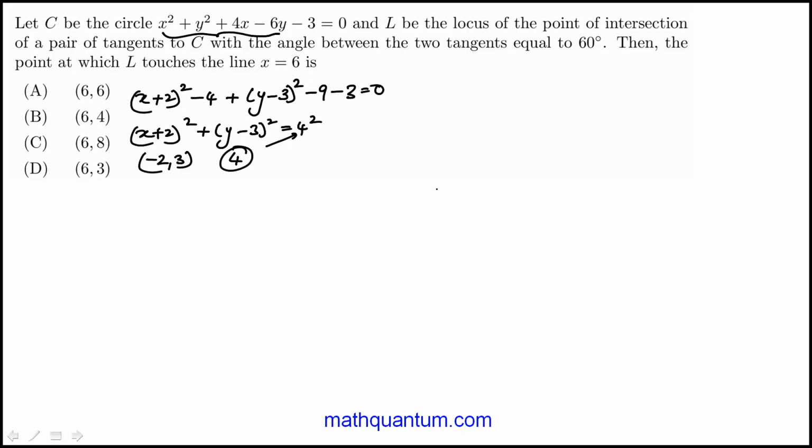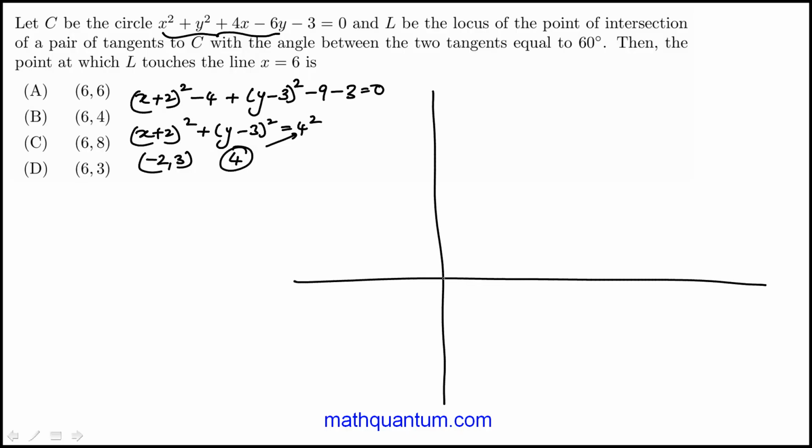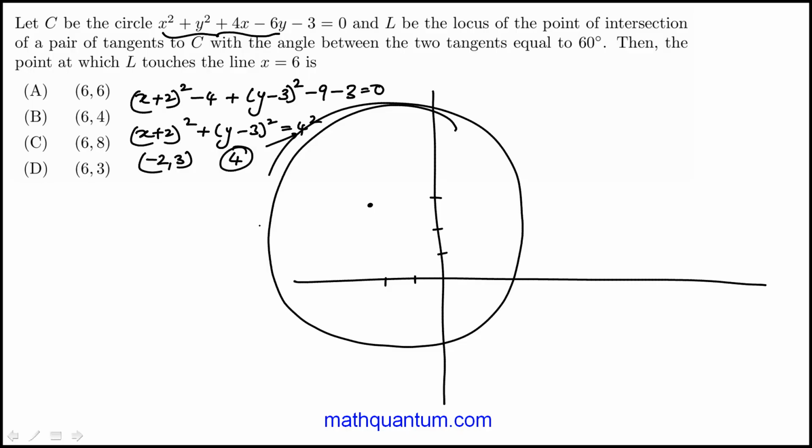So now we can roughly draw this circle out in the xy plane. Center (−2, 3). It doesn't have to be very pretty. So that's the center, and then the radius is 4, so it's going to look something like this.